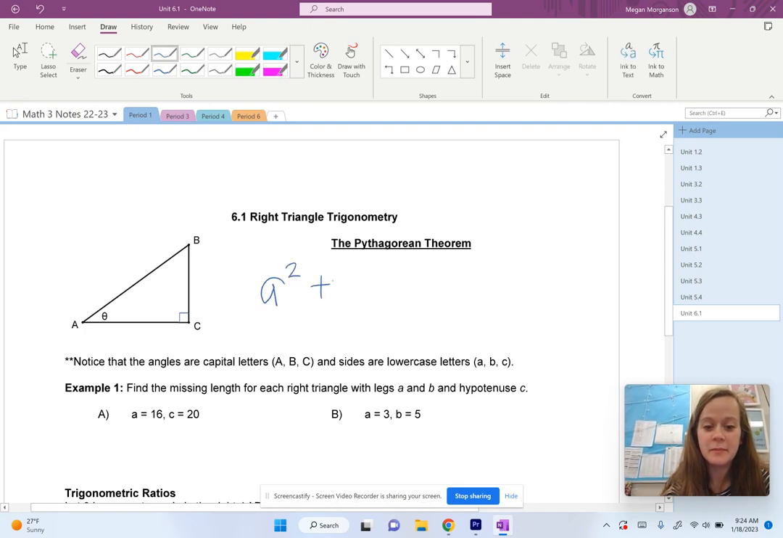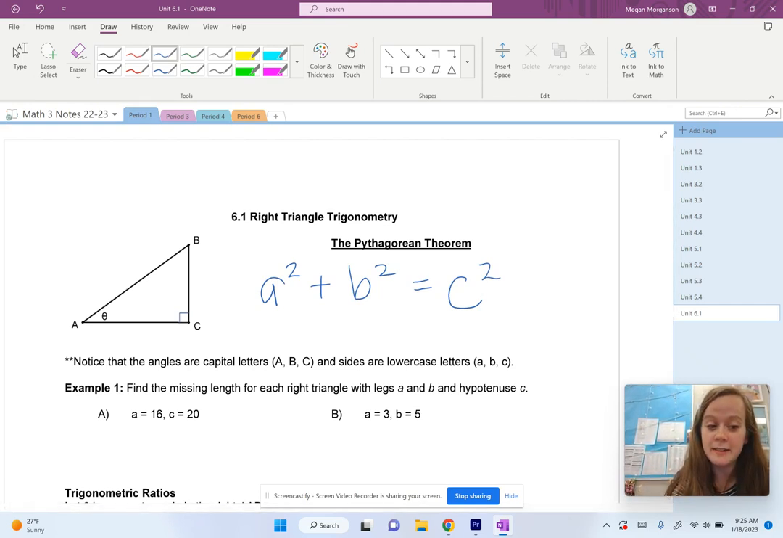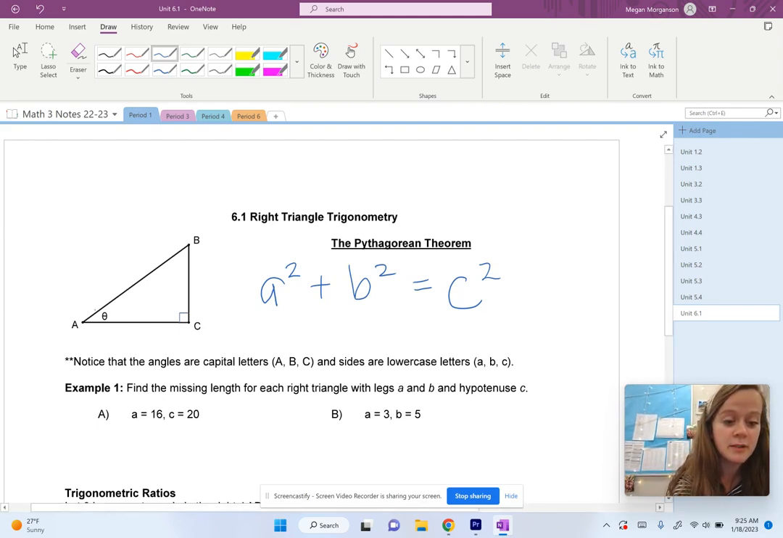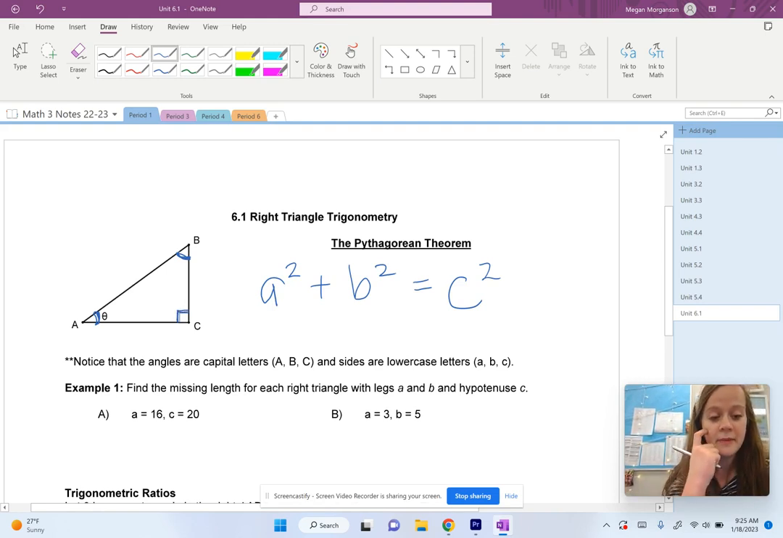A squared plus b squared equals c squared. Okay, what does that mean? If you look at the triangle over here to the right, we've got a triangle. It's got A, B, and C in big capital letters. Those capital letters are talking about the angles. So this is angle A. This is angle B right here. And this right triangle corner, that 90-degree angle, is angle C.